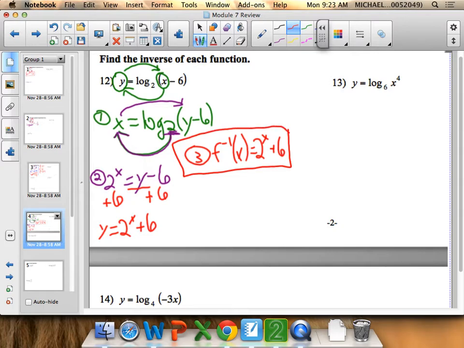Again, step 2 for 13 and 14 might look different just depending on the math, but that is the process you take to find the inverse. You first switch the y's and the x's, then you rewrite it into exponential form, then you solve for y, and then you write it in function notation. And we're done.